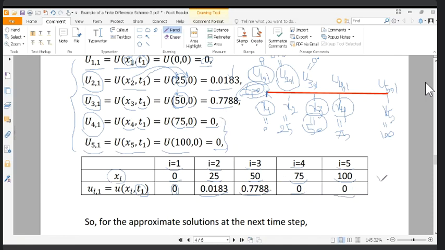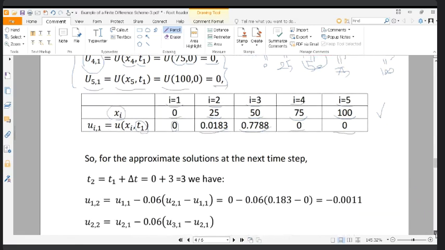Until here, do you understand? Yes. We collect these values based on the initial condition in this table. Okay? The result of this step is the value of u at T1.